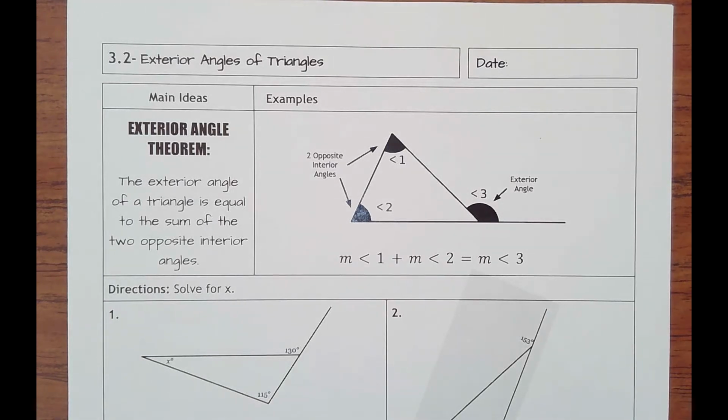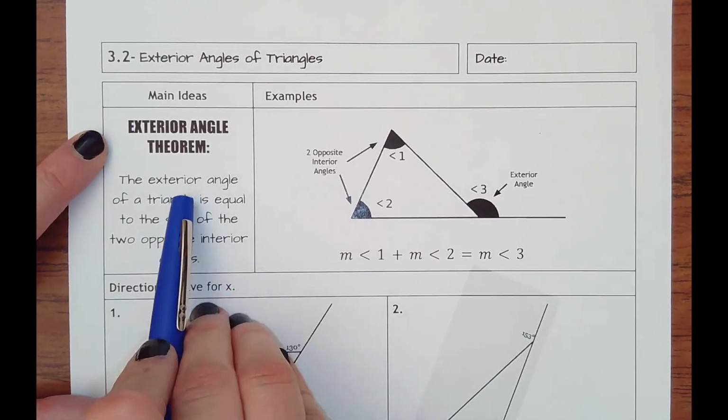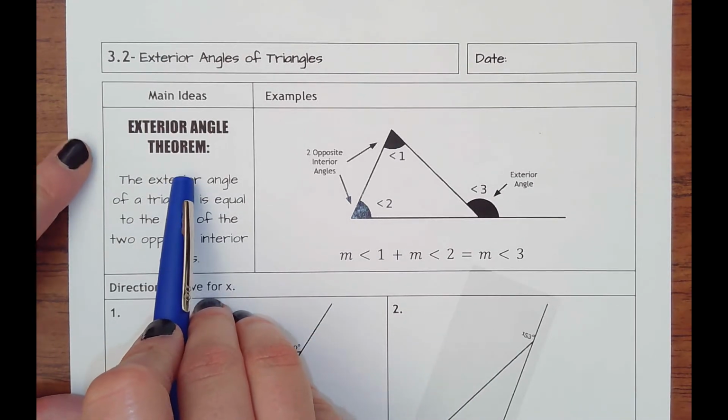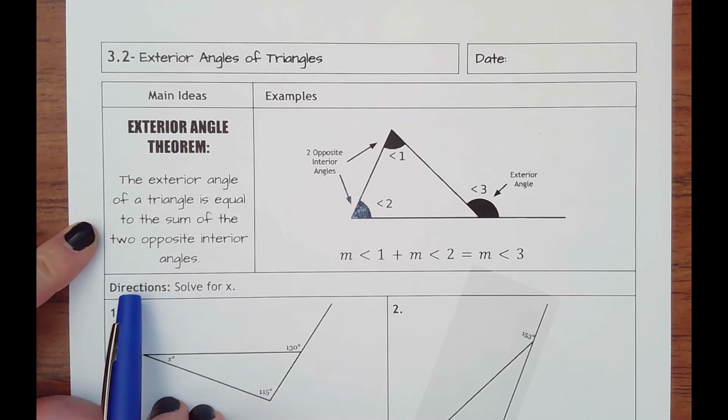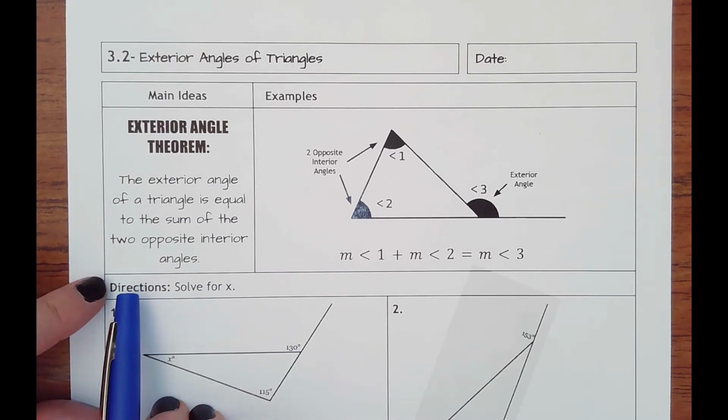Lesson 3.2, exterior angles of triangles. There's what's known as an exterior angle theorem. Exterior meaning some angles on the outside. It states that the exterior angle of a triangle is equal to the sum of the two opposite interior angles.